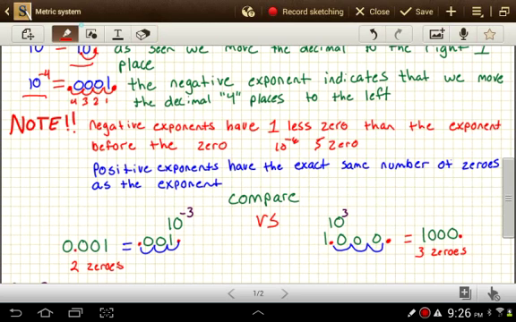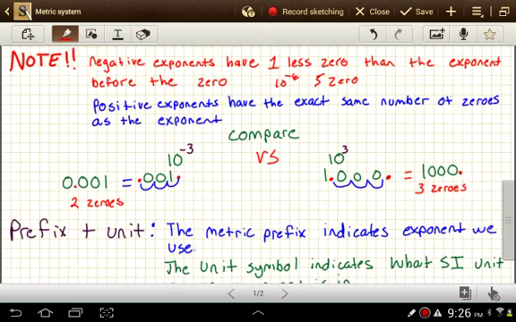So let's have a little compare and contrast right over here. We have 10 to the negative 3 and 10 to the positive 3. Well, as we have said before, before we even finish the problem, we can expect that I'm going to have 2 zeros for the negative 3, and I'm going to have 3 zeros for the positive 3. So let's do our problem.